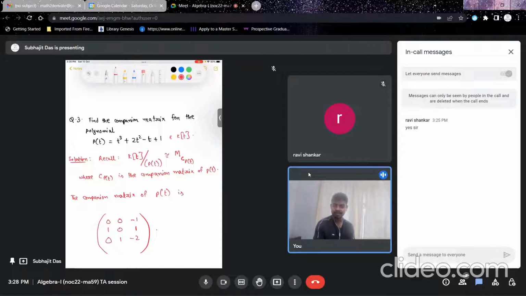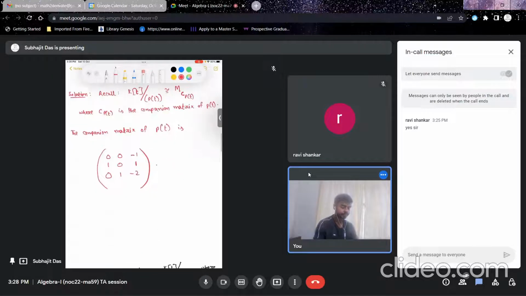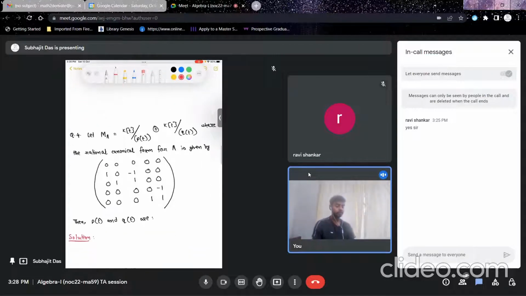And what we are saying here is that this quotient module K[t] modulo the ideal generated by p(t) is actually isomorphic to M_{C_p(t)}. So you have a description, sort of a dictionary, of how K[t] modulo this ideal looks like, or how M_{C_p(t)} looks like. Okay, so let us move on to the next problem.